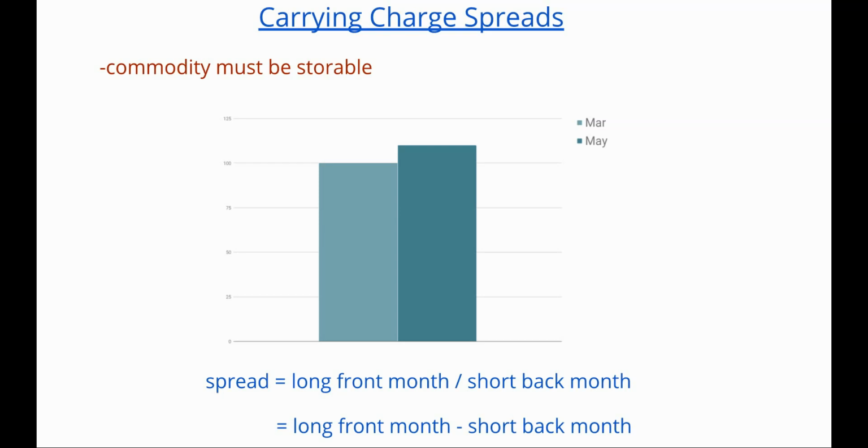A bull spread profits when the front month goes up relative to the back month. A bull spread loses when the front month goes down relative to the back month. But near full carry, it would be unlikely to move very far in this direction.